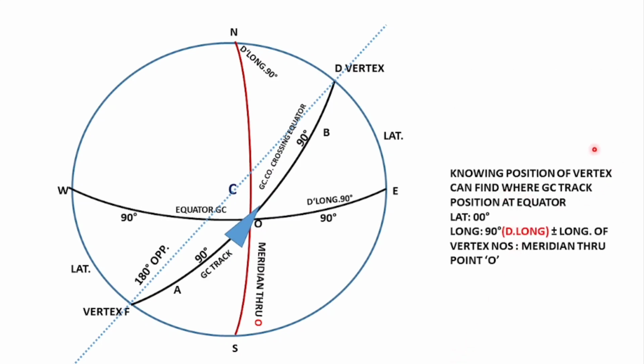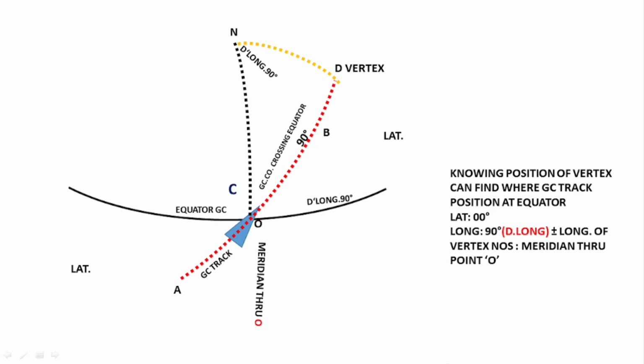Now, if I know the position of the vertex, I can find out where this great circle track is cutting the equator, isn't it? That is, at the equator, the latitude is definitely 0. So latitude will be 0. And the longitude will be plus minus 90, which I've just put as D long here. So you can always find out the position where the great circle track cuts the equator. And you have a triangle, something like this. I've got rid of the rest of it.